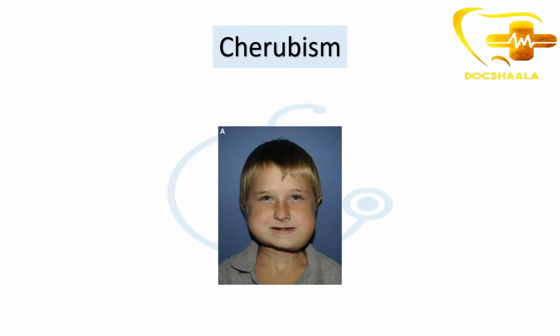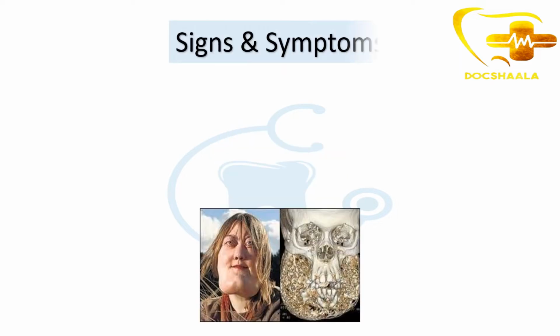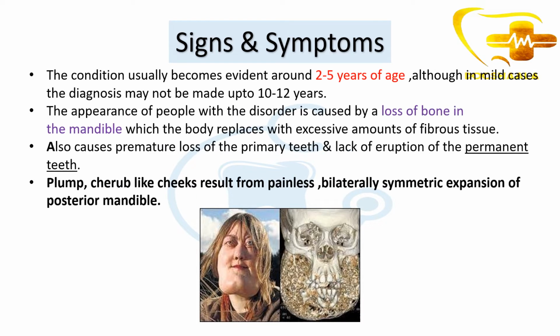So what is cherubism? Here you can see the picture, and in this picture the boy is exhibiting an abnormality in his cheeks. Cherubism is associated mostly with the cheeks. It is a rare genetic disorder which causes prominence in the lower portion of the face. So what are the signs and symptoms? As you can see in the image, the skull here is showing a lot of growth in the lower portion of the face.